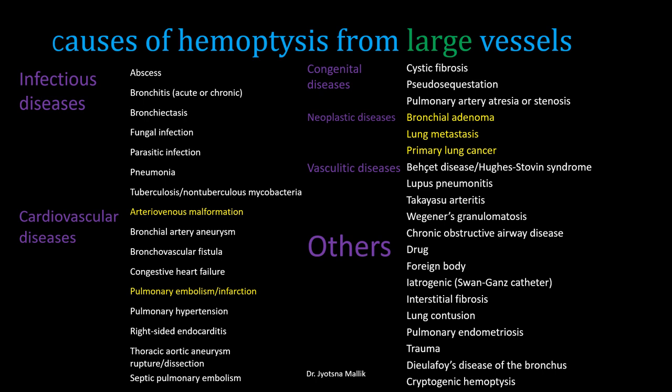In cardiovascular disease: arteriovenous malformation, bronchial artery aneurysm, bronchial vascular fistula, congestive heart failure, pulmonary embolism or infarction, pulmonary hypertension, right-sided endocarditis, thoracic aortic aneurysm, its rupture or dissection, septic pulmonary embolism. Congenital disease like cystic fibrosis, pseudosequestrations, pulmonary artery arteritis or stenosis, bronchial adenoma. If we talk of neoplastic disease: bronchial adenoma, lung metastasis, primary lung cancer.